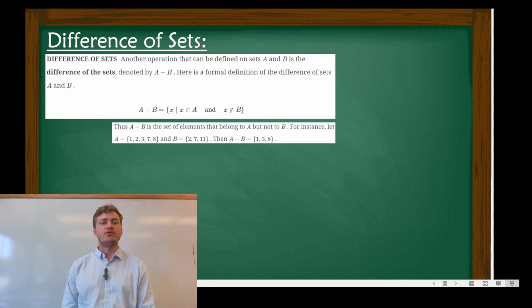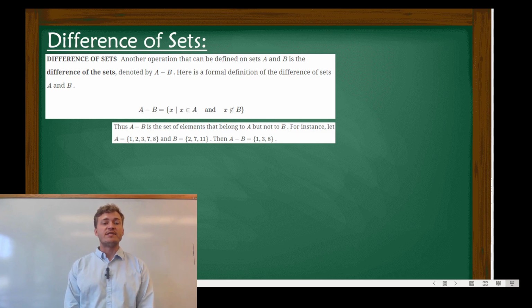Set B contains 2, 7, 11. Well, to find A minus B, what we're going to do is look at the elements that are in A on the left side: 1, 2, 3, 7, 8. Are any of those elements also in B?